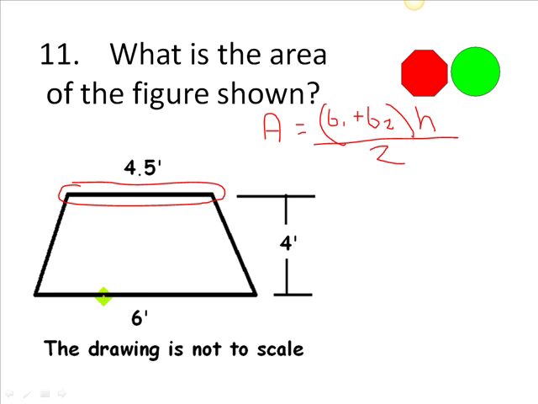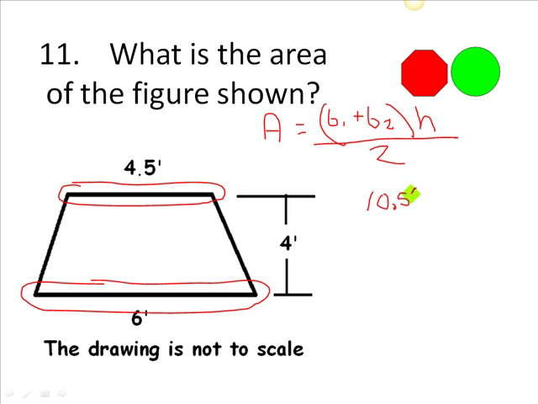The bases are just the parallel lines, and I have these lines here that are parallel. So it doesn't matter which one I call base 1 or base 2, because all I'm really doing is just adding these numbers. If I add 4.5 to 6, I get the same answer as if I add 6 to 4.5. So, 6 plus 4.5 is 10.5.